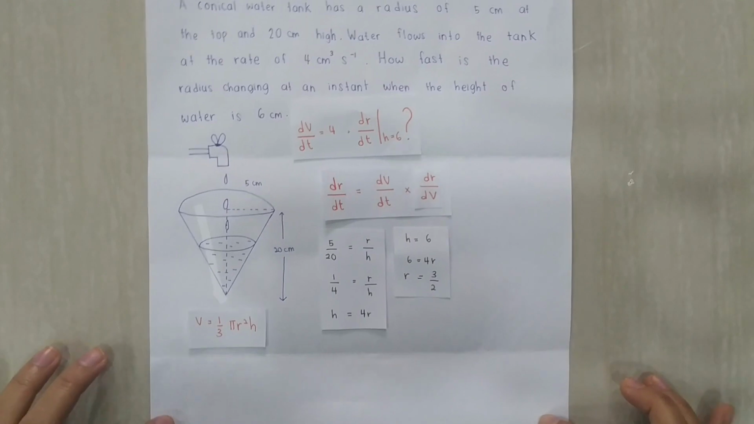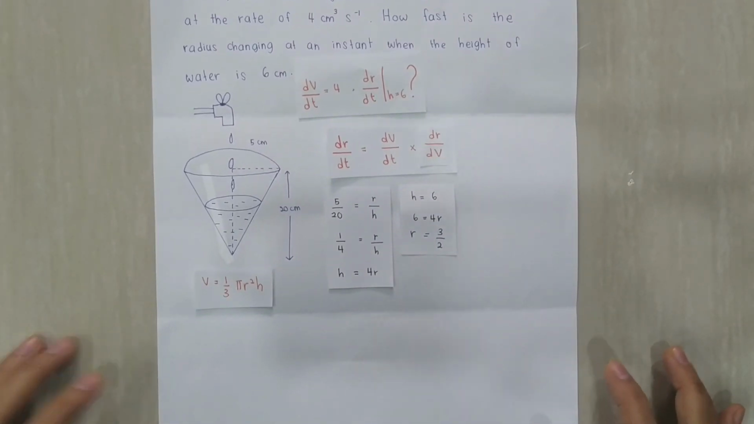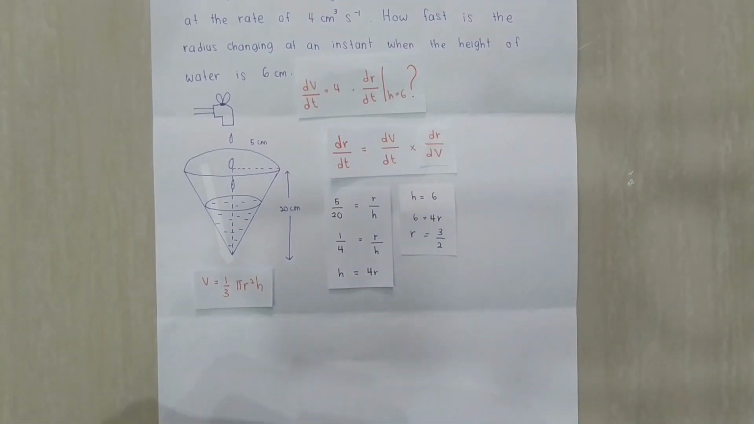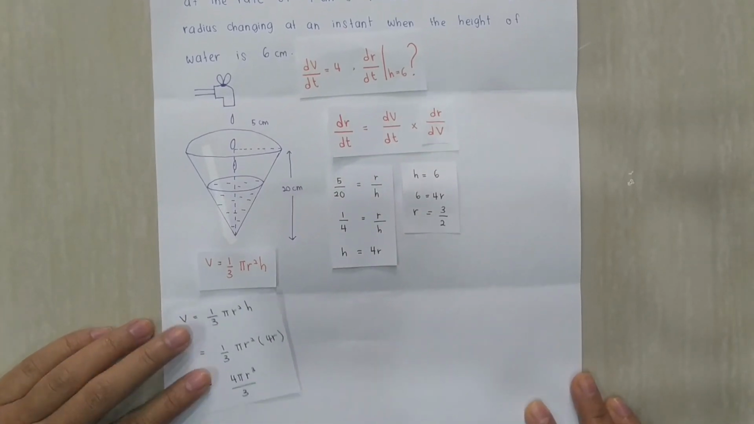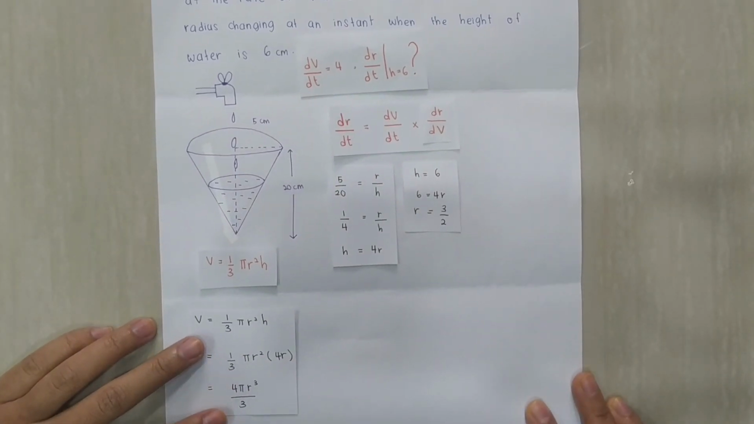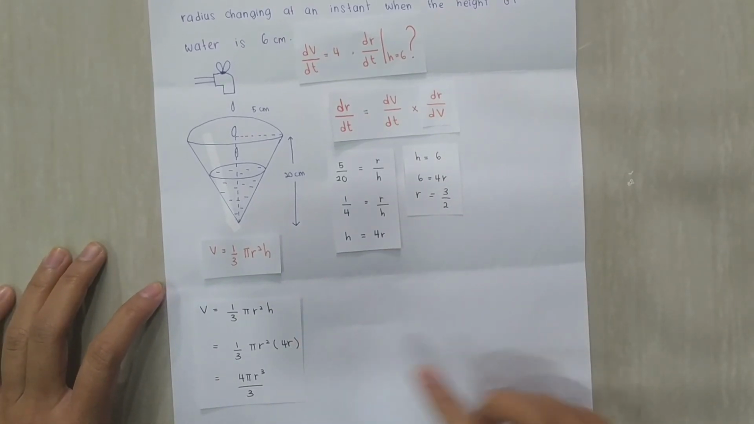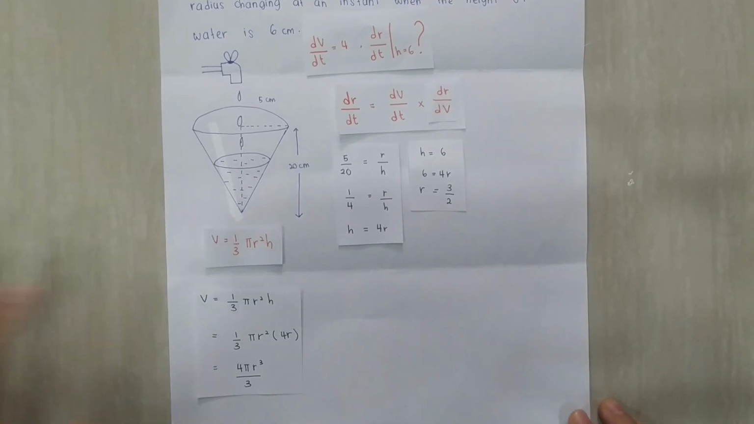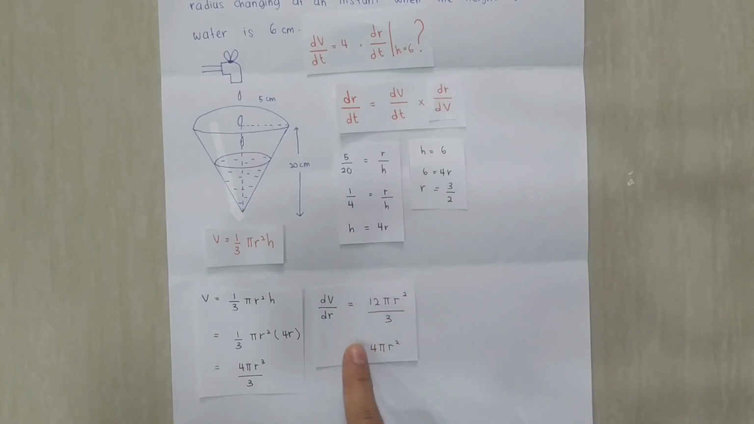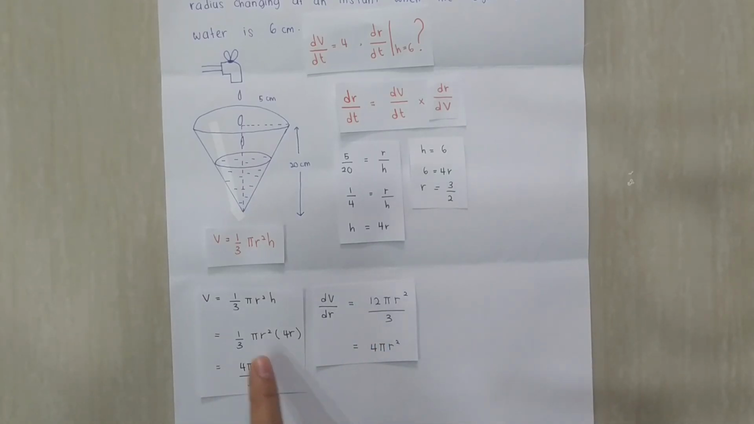Now we have to differentiate V. If we substitute h with 4r, we get 4 pi r cubed over 3. So differentiate, we will get dV over dr. How to differentiate? The 3 is brought down, multiplied with 4 over 3. 3 multiplied by 4 over 3 gives 4, so you get 4 pi r squared.